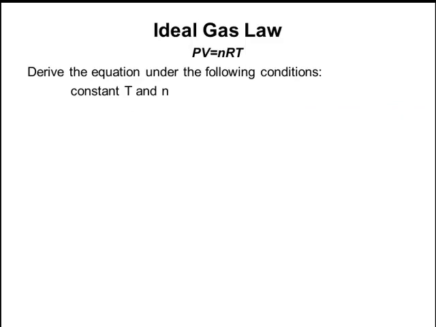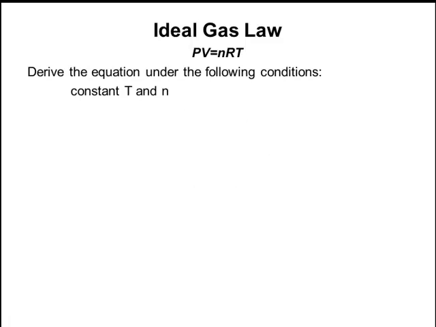All right, what if we have constant temperature and number of moles? Well, I get everything that's constant on one side of the equation. It's going to be in bold here. So the n, the R, and the T are all constant. So pressure and volume could change this time. Okay, I've got P1V1 equals nRT, which is equal to P2V2, which means then that my P1V1 is equal to P2V2.